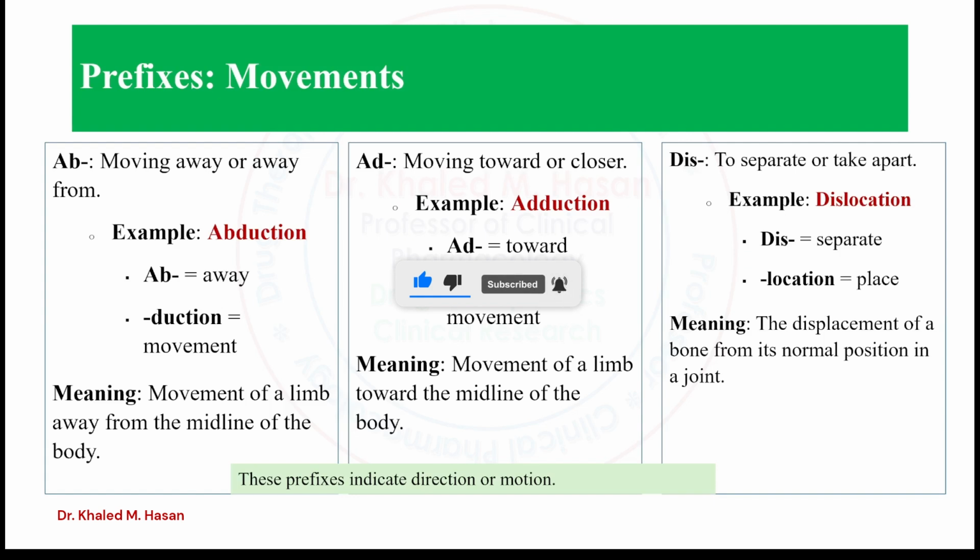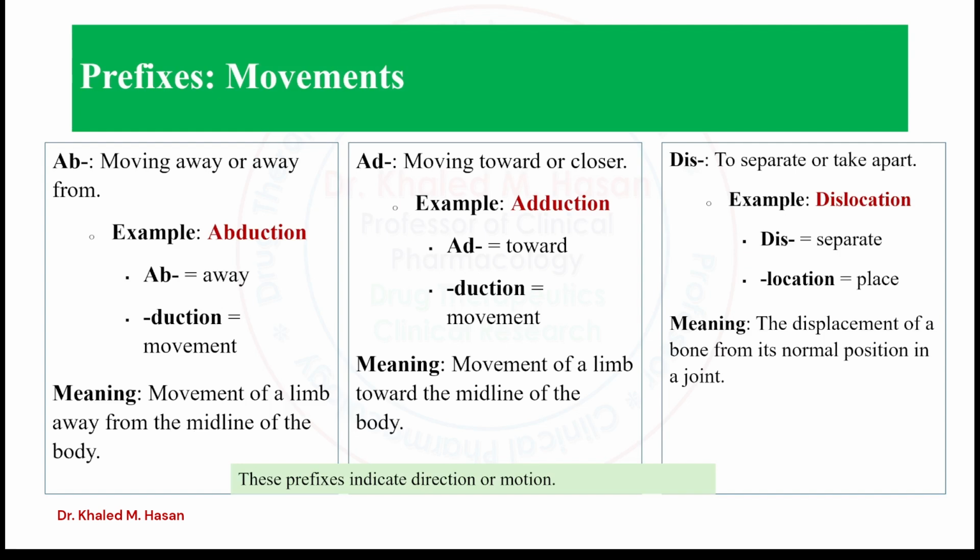Okay, in the next section, we are going to speak about movement prefixes. We are going to speak about AB, AD, DIS, and what they mean. When you talk about AB at the beginning of a medical word, for example, abduction, AB means moving away from, duction means movement. Here we talk about movement of a limb away from the midline of the body.